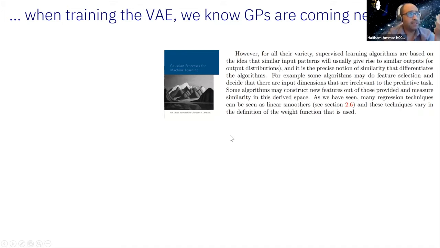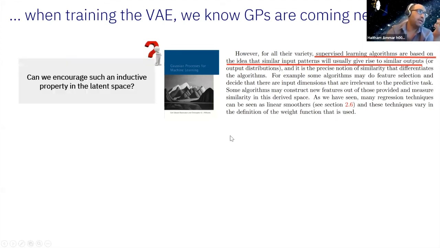And what they say here, which is really interesting, is that supervised learning algorithms are based on the idea that similar input patterns will typically give rise to similar output patterns. So if you have x1 and x2 close to each other, then f of x1 and f of x2 should be close to each other. So can we do something? Can we actually encourage such a property in our latent space? Can we maybe make this happen?